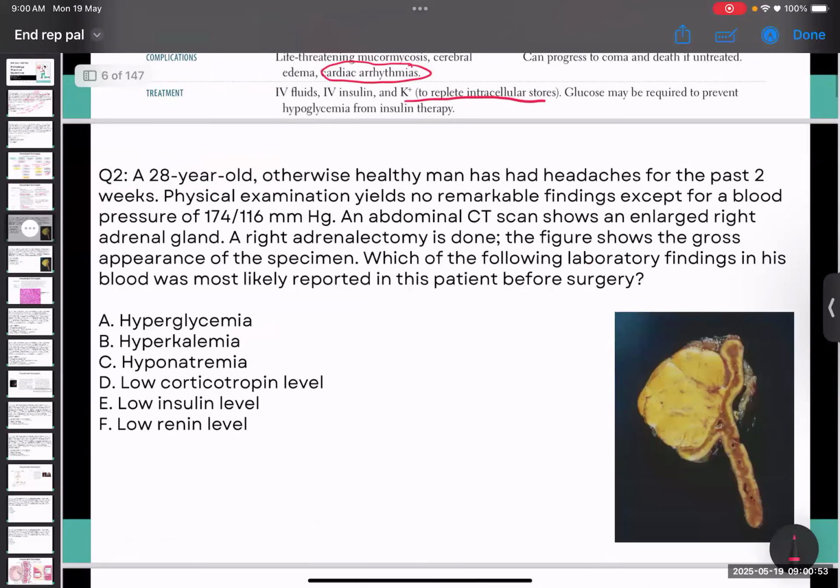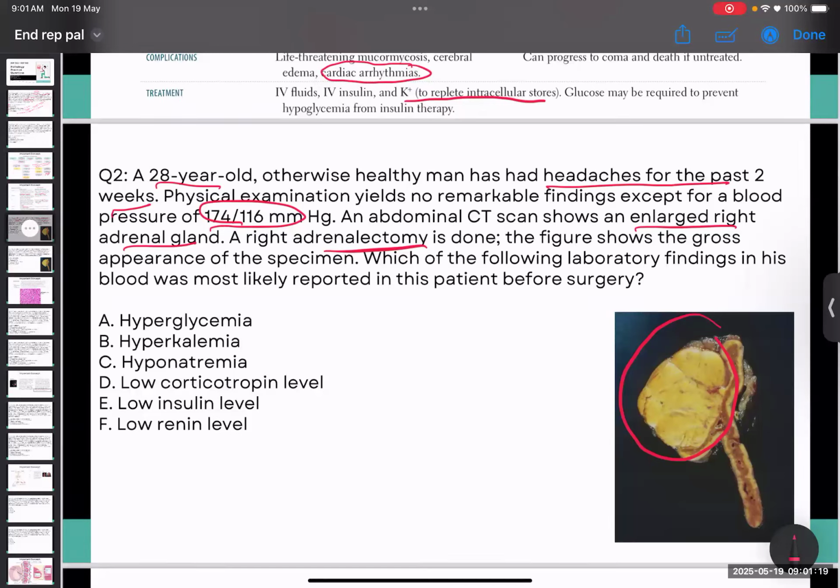And moving on to question number 2. Here we have a 28-year-old, otherwise healthy man who has had headaches for the past 2 weeks. Physical exam shows no remarkable findings except for a blood pressure of 174/116. Abdominal CT shows an enlarged right adrenal gland. Right adrenalectomy is done. This is how it is shown. Which of the following lab findings would be most likely reported in this patient?